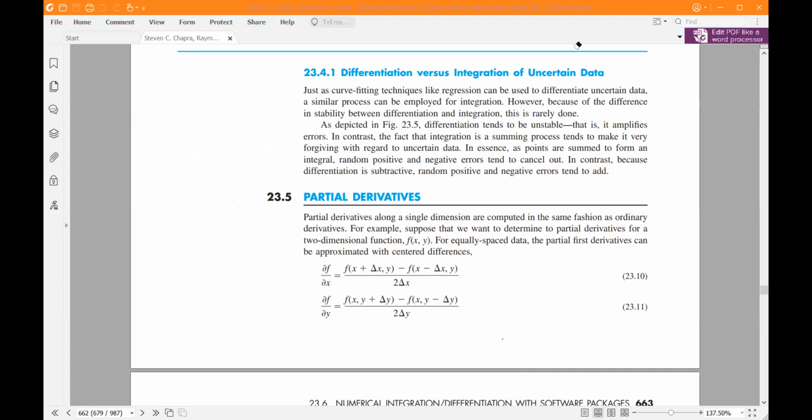If you have more than one independent variable involved, then you need to calculate the partial derivative. But the technique is very similar to what you have observed there. In equations 23.10 and 23.11, we are assuming that the function f is a function of x and y. x and y are the independent variables. Then you can fix your y at a fixed position.